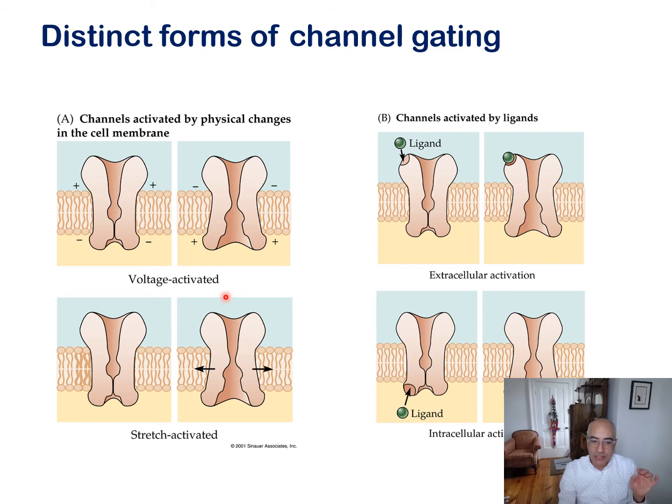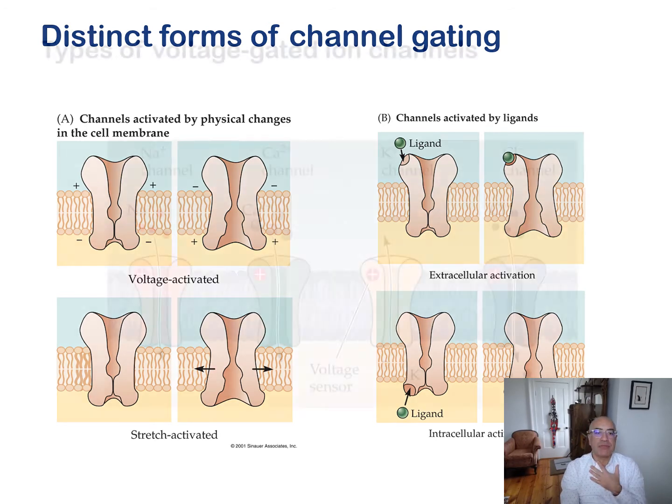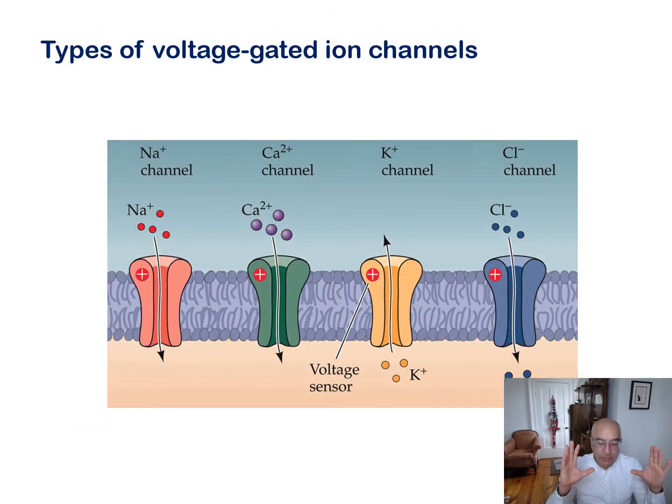There are also channels that are activated by physical changes in the membrane, such as stretch of the membrane. These types of channels, for example, are important in somatosensory touch reception. They undergo a conformational change by detecting physical changes in the membrane. So one way of categorizing channels is by how they gate. A different way of categorizing channels is by what ion they allow through.